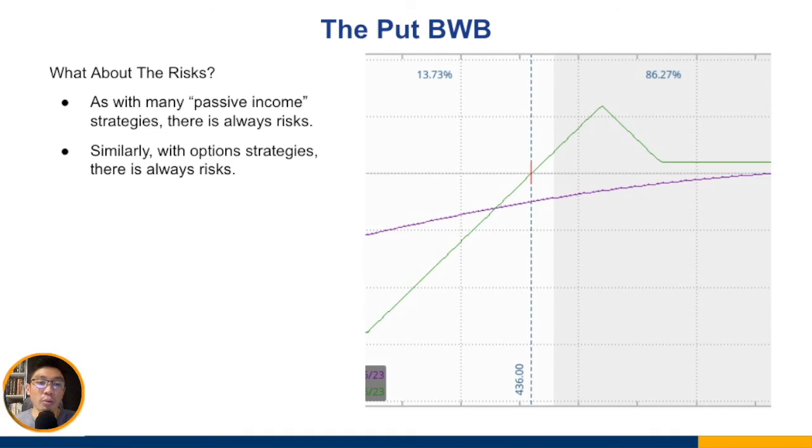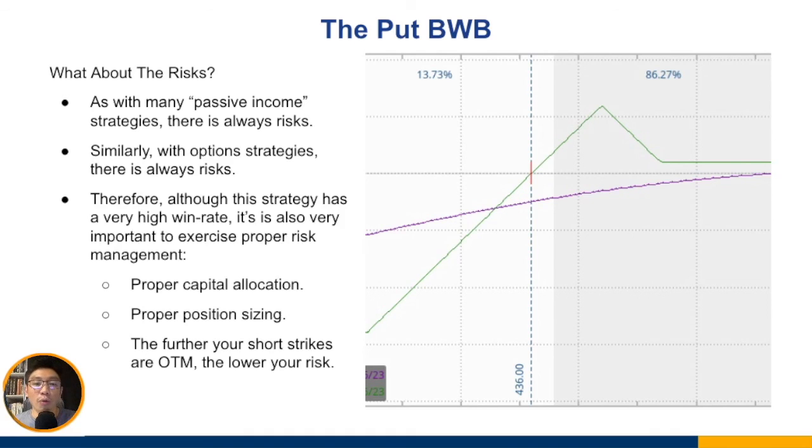Similarly with option strategies, there's always risk. So although this strategy has a very high win rate, as you can see down here, it's also very important to exercise proper risk management. Proper risk management just means you want to have proper capital allocation. Make sure you allocate no more than 5% to 7%, or max 10%. If you're not going to have many trades, you're the kind who likes to put on a bigger portion of your account and hold on to the trade until it works out or not, then you put on the next trade. Yep, you can allocate up to maybe 10%, but I would say that's the max you would go. Best to stick somewhere between 5 to 7%.